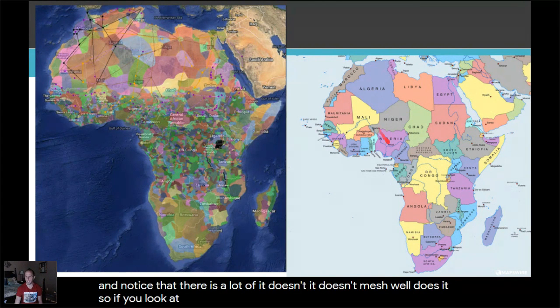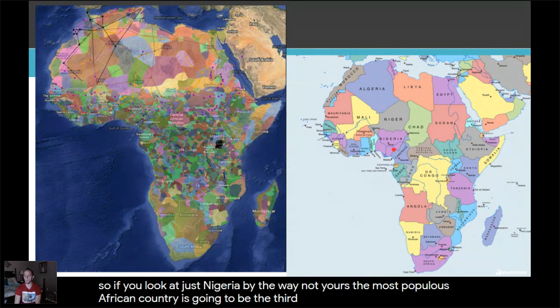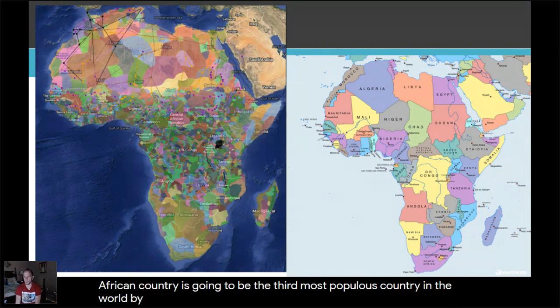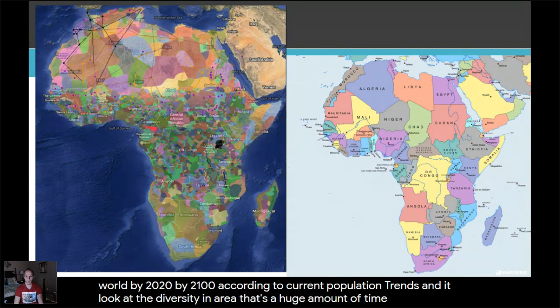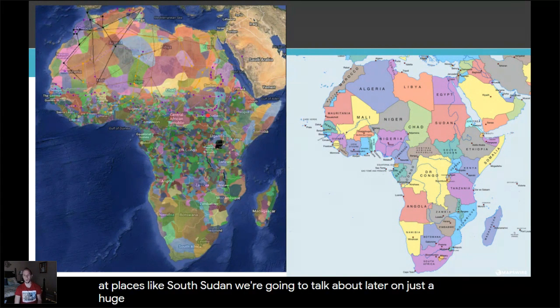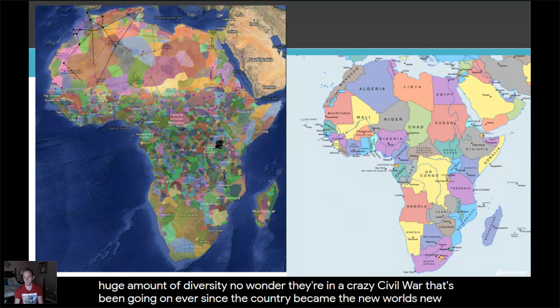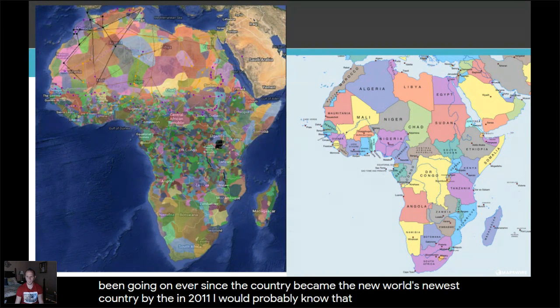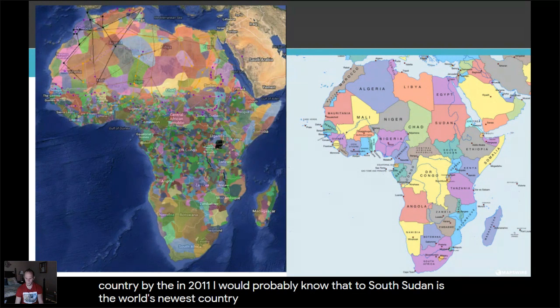So if you look at just Nigeria, by the way, Nigeria is the most populous African country. It is going to be the third most populous country in the world by 2100, according to current population trends. And look at the diversity in Nigeria. That's a huge amount of diversity. You look at places like South Sudan. We're going to talk about that later on. Just a huge amount of diversity. No wonder they're in a crazy civil war that's been going on ever since the country became the world's newest country, by the way, in 2011. I would probably know that too. South Sudan is the world's newest country, happened in 2011.